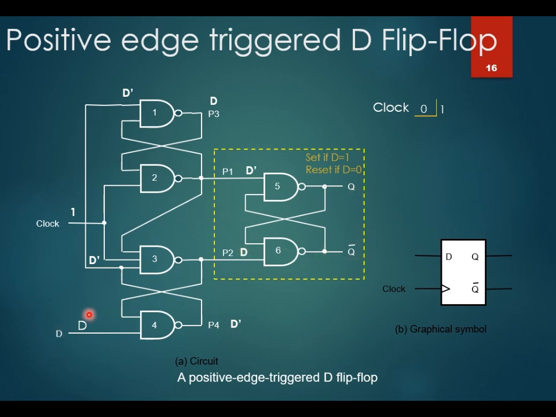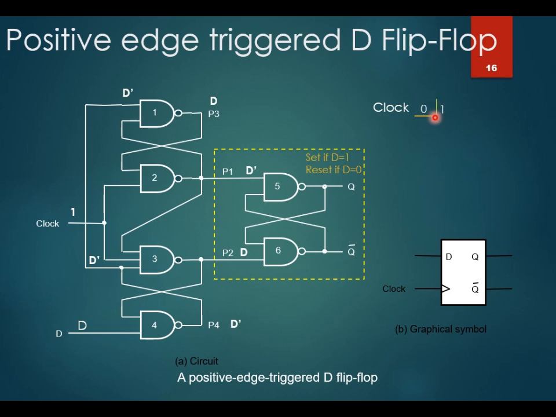So when D is 1, the RS latch is put in the set mode, then Q becomes 1. That is exactly the same as what we understand about the behavior of the D flip-flop. When D equal to 1, Q will become 1 when the clock edge rises. In the opposite scenario, when D equal to 0, then P1 will become 1, P2 becomes 0, which puts this NAND RS latch into reset mode, where Q will become 0 on the rise of the edge.